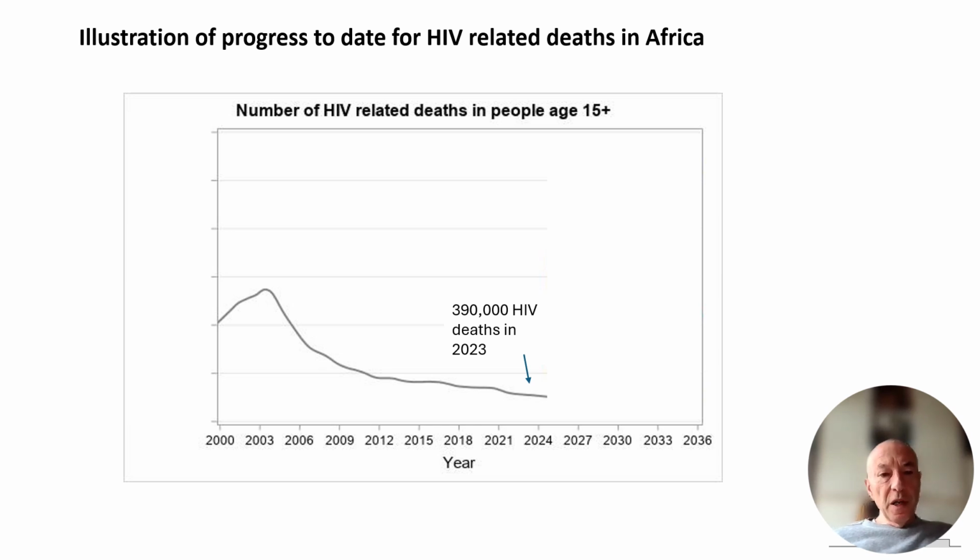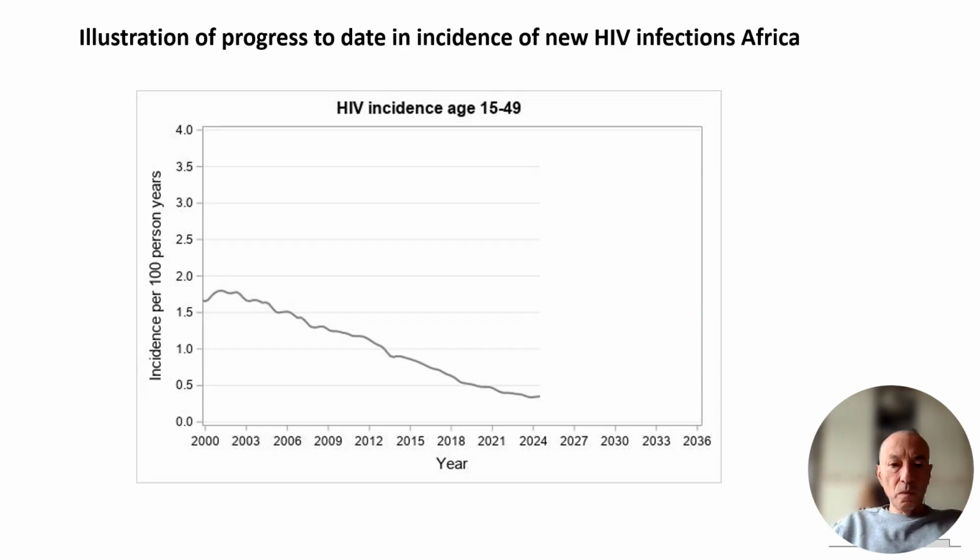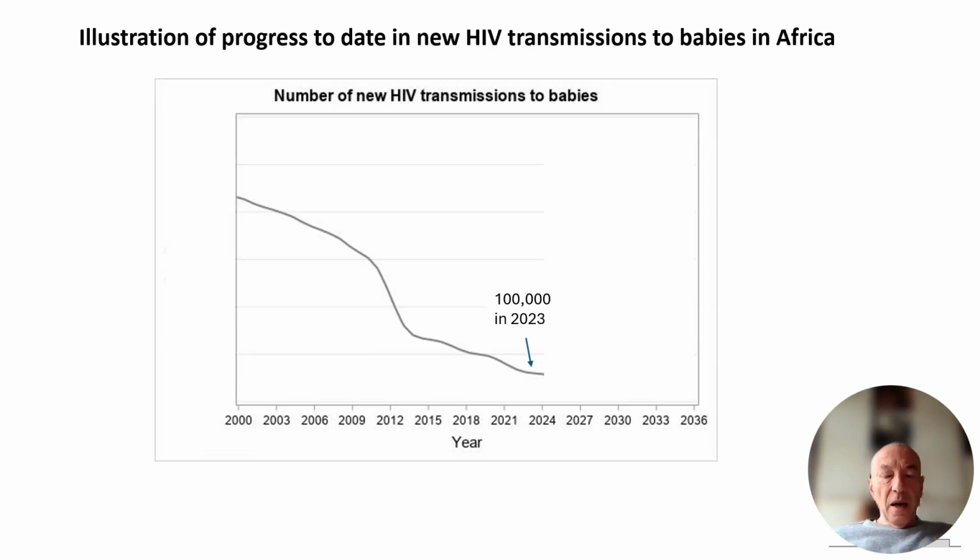So the shape of this curve illustrates the progress to date in reducing numbers of HIV-related deaths in people aged 15 plus. And you can see the estimated number of deaths in 2023. And this slide illustrates the progress to date in incidence of new HIV infections in adults in Africa. And this slide illustrates the progress to date in numbers of new transmissions to babies in Africa, with the figure of 100,000 still in 2023.